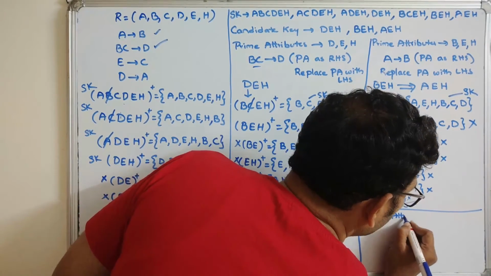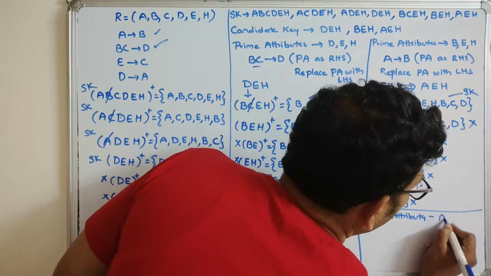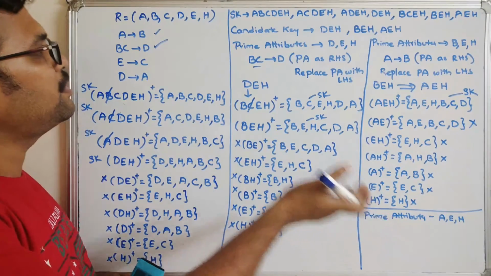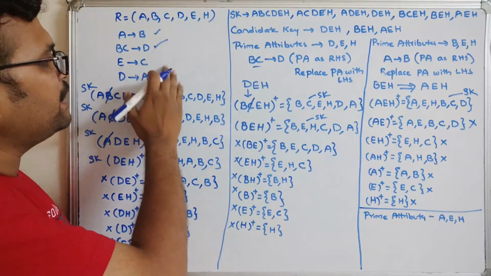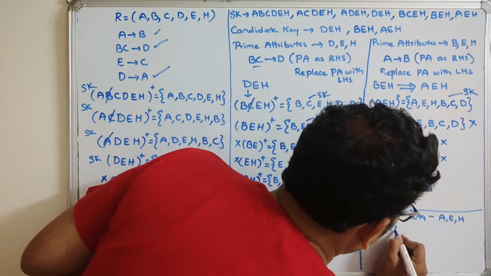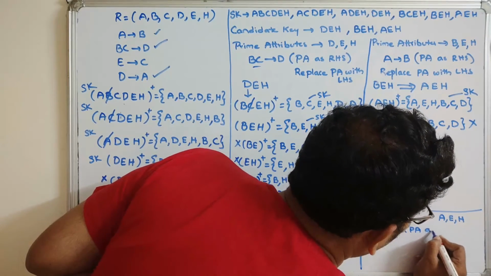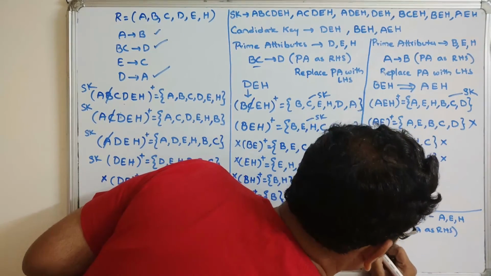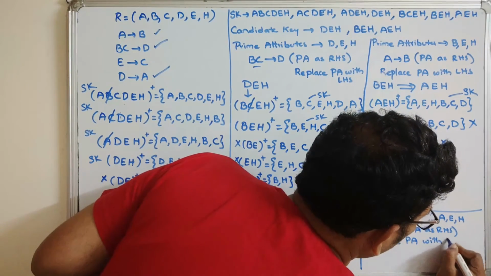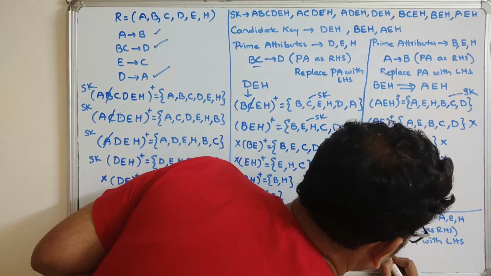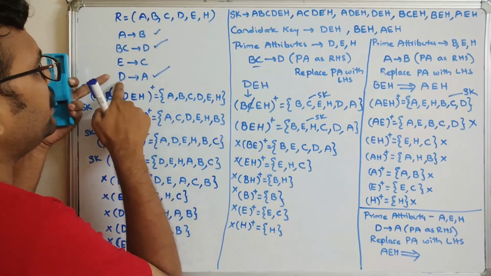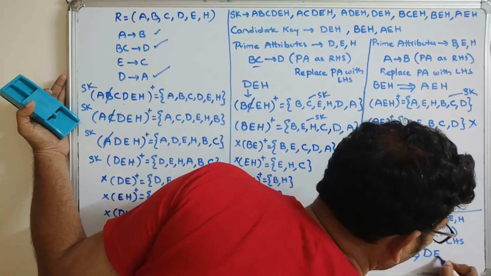So what are the prime attributes here? Prime attributes are A, E, H. Check whether any one of the prime attributes is on the RHS of any functional dependency. Yes, here it is: B tends to A. So here it is a prime attribute on the RHS. So what do we have to do? Replace the prime attribute with the corresponding LHS. So AEH becomes, as the LHS is D, DEH.